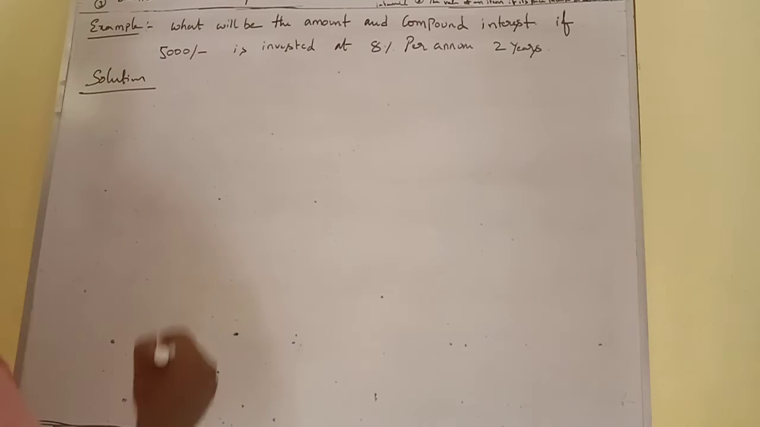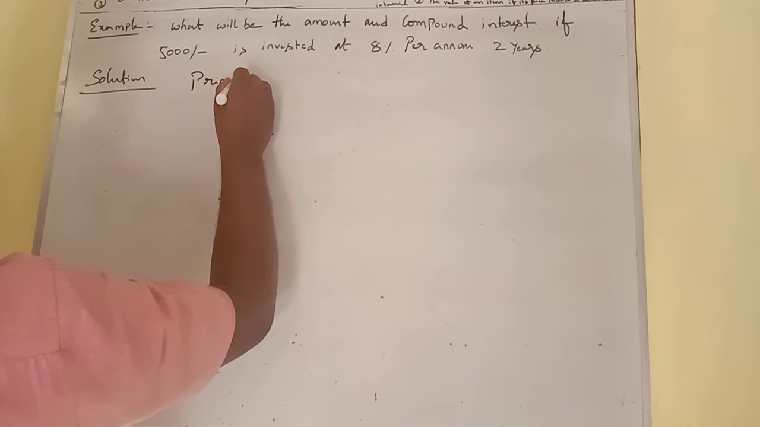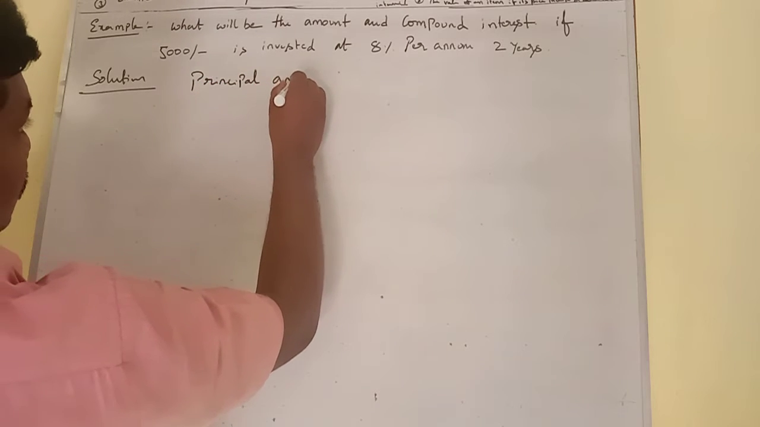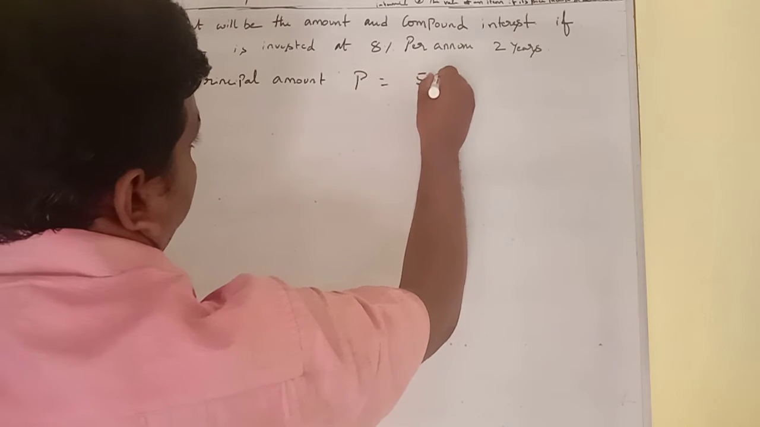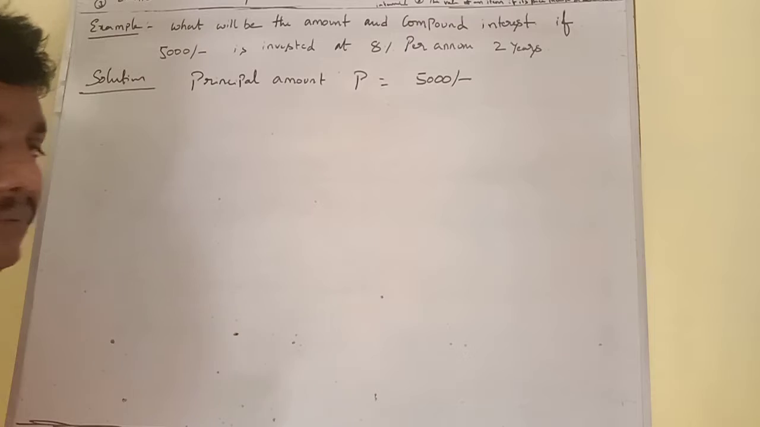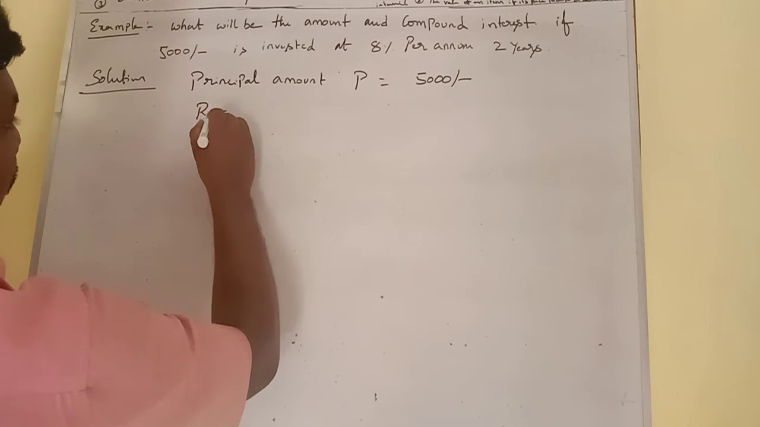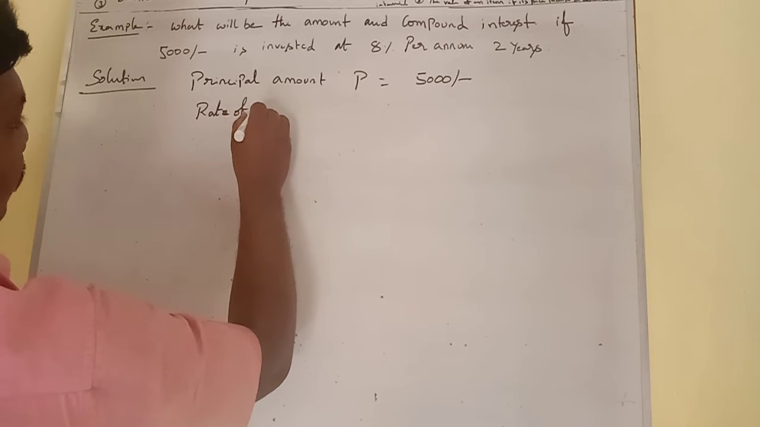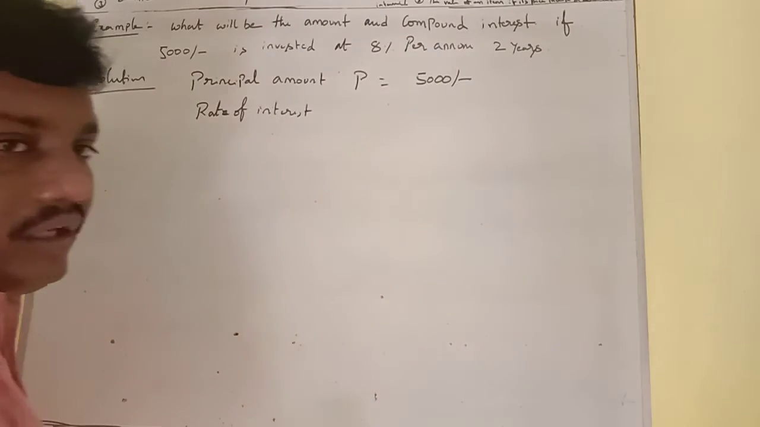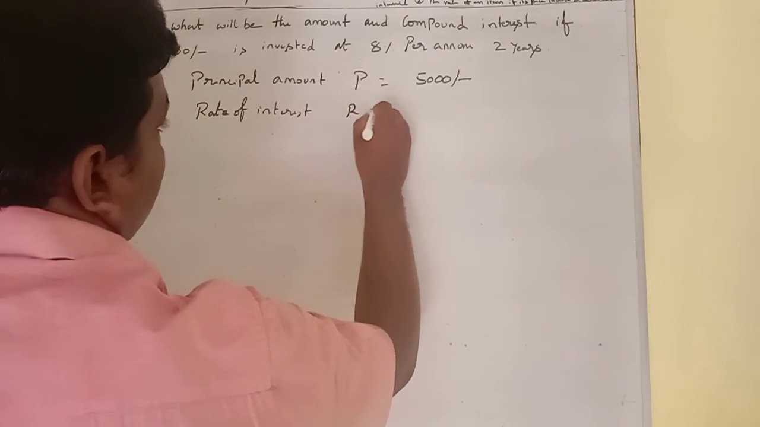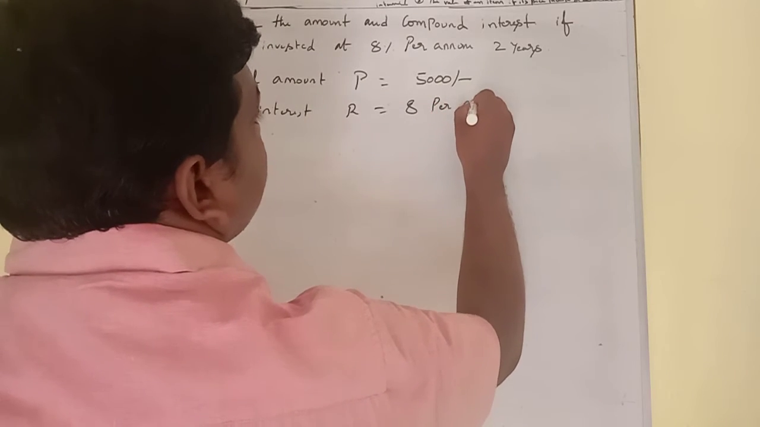Solution. So what is given? The principal amount is given. P is equal to 5,000 rupees. So 5,000 rupees principal amount is given. Rate R is the rate of interest, and this is per annum. The rate of interest is R equals 8 per annum.